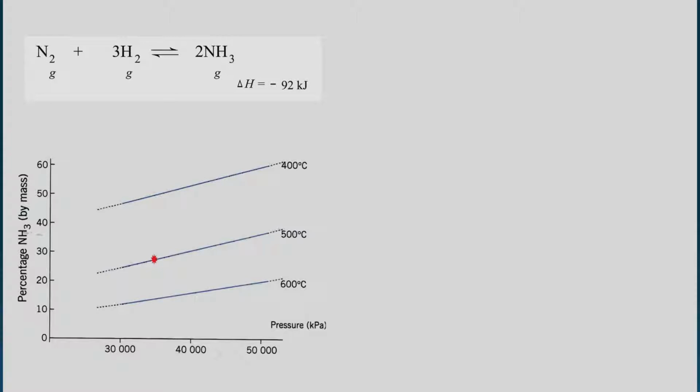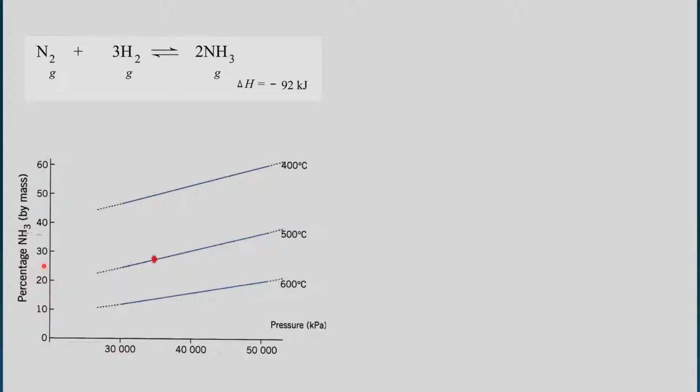Let's look at the graph. This graph has 3 parts. X-axis, pressure. You can see here the pressure is increasing. The pressure, kPa.